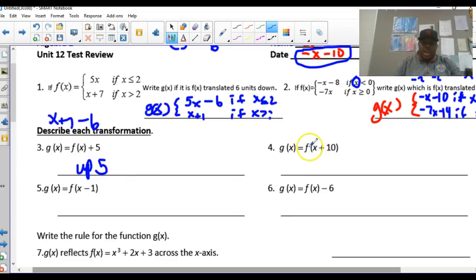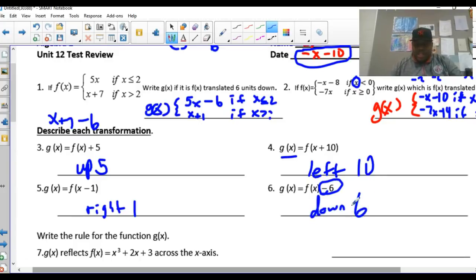All right, f of x plus 10. What does that mean for g of x? G of x moved left 10, so we have left 10 units. This one means f of x moved right 1, so g of x is right 1. And this one right here, we just did this up here. All right, translated. See how this f of x minus 6, or the function minus 6, it went down 6.